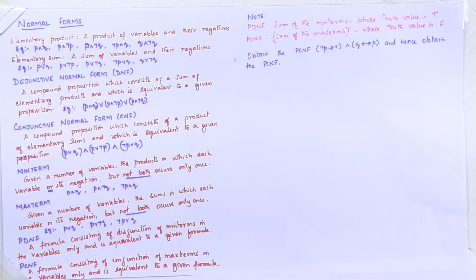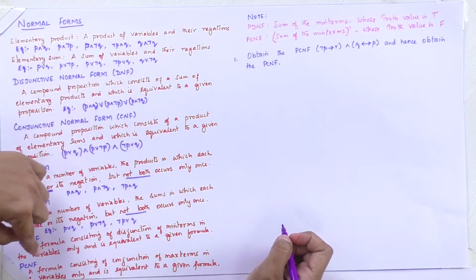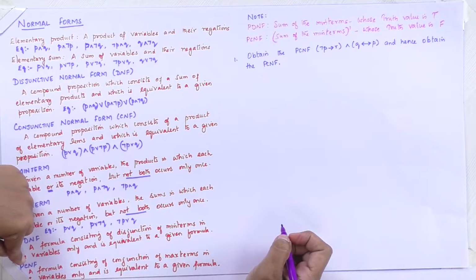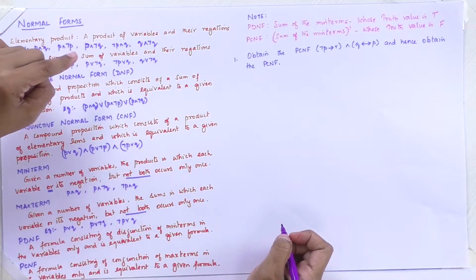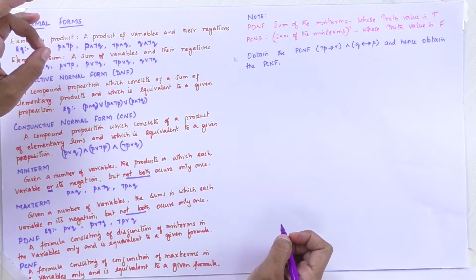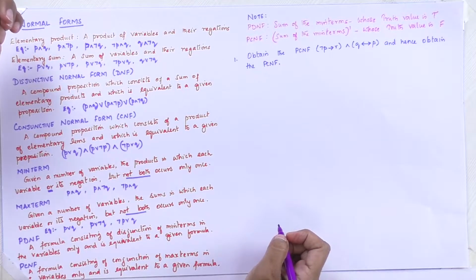And next is the principal conjunctive normal form. So what does the principal conjunctive normal form say? A formula consisting of what? For PCNF, the connective is conjunction. A formula consisting of a conjunction of max terms in the variables only, and equivalent to the given proposition, is called the principal conjunctive normal form.